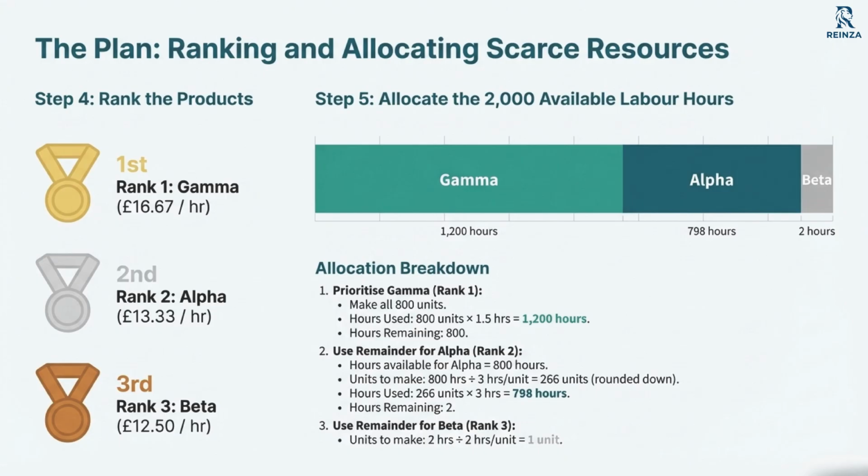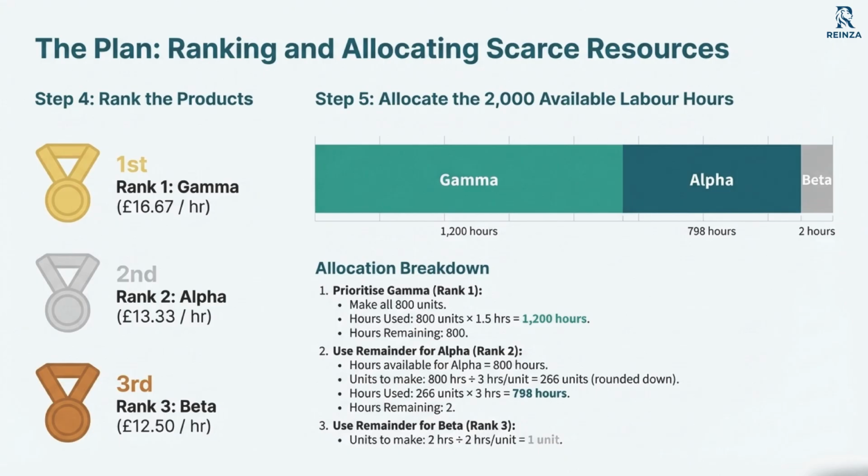Finally, our third-ranked product, beta. We only have 2 hours left. Each beta takes 2 hours, so we can make exactly 1 unit of beta. Our optimal production plan is gamma, 800 units, alpha 266 units, beta 1 unit.